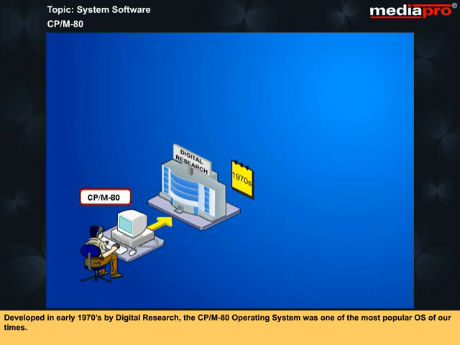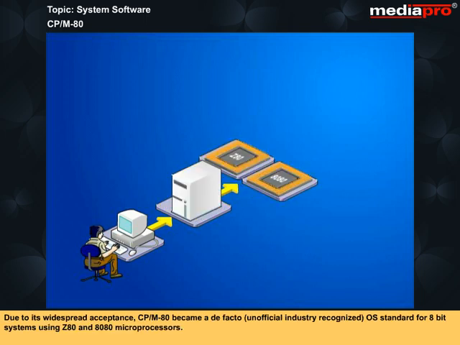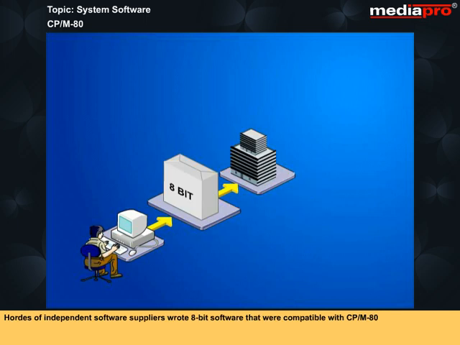Developed in the early 1970s by Digital Research, the CPM-80 operating system was one of the most popular OSs of our time. The name CPM refers to Control Program for Microprocessor, and the 80 refers to the microprocessor model. Due to its widespread acceptance, CPM-80 became a de facto, unofficial industry-recognized OS standard for 8-bit systems using Z80 and 8080 microprocessors. Hordes of independent software suppliers wrote 8-bit software that was compatible with CPM-80.